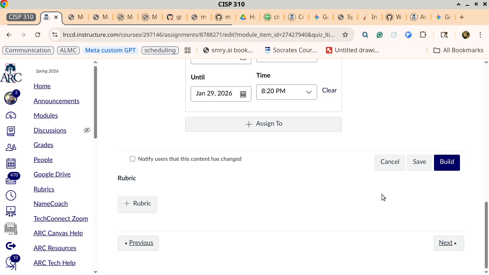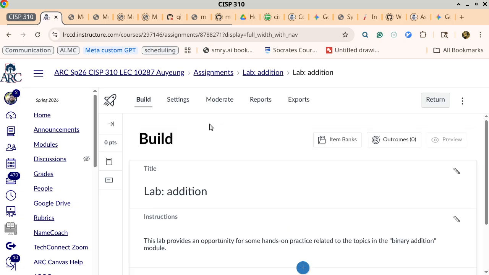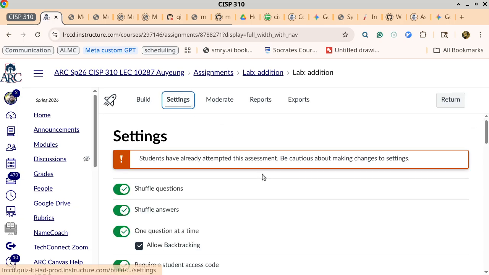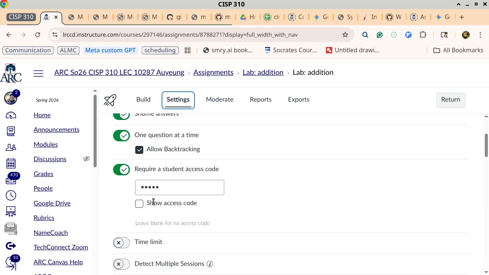This one is built a little bit differently, so I have to get to a different screen to get the access code. So now we get to settings, and here's the access code. There we go. So the access code is XYQKS. If you have no idea why it is XYQKS, I highly encourage you to study a little bit more.